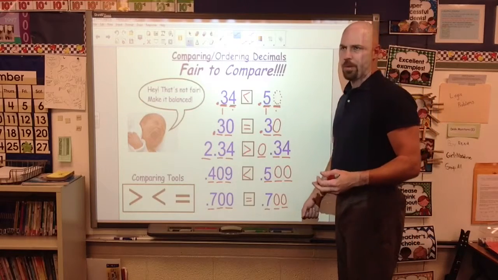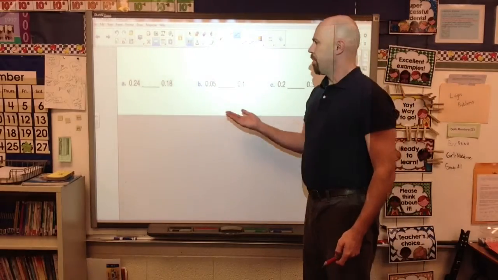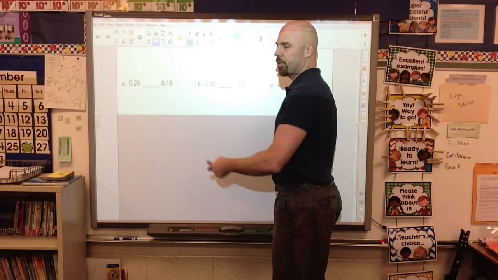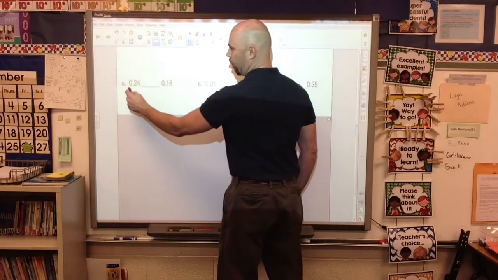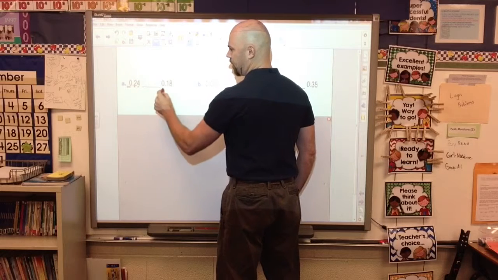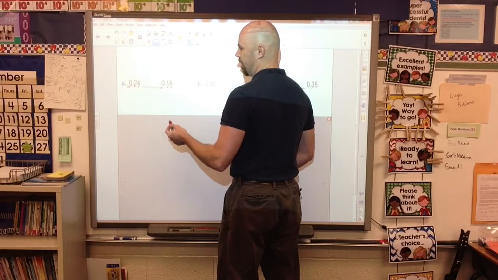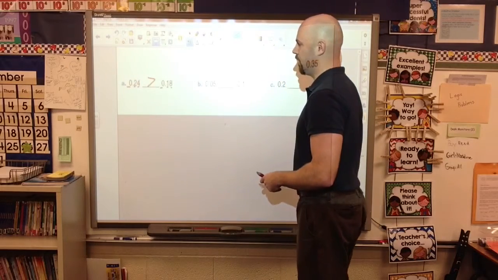Now let me show you a couple of the problems that the students have worked on in class. These would be problems from their math journal. If you look, a lot of kids want to start throwing zeros on there, and I go, why? It's already fair. 1 in front, 2 behind, 1 in front, 2 behind. It's already fair to compare. You don't have to do anything to it. 24 hundredths is bigger than 18 hundredths.